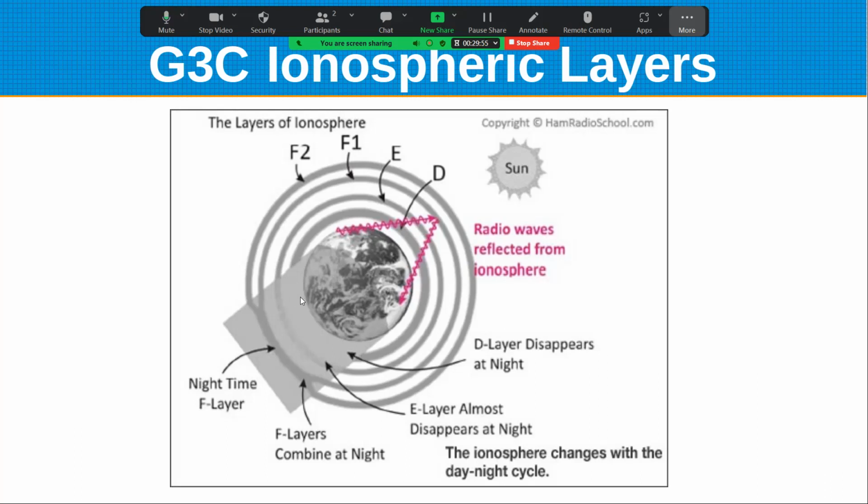Showing the D layer totally, or almost totally disappearing at night, whereas they're absorbing low frequency stuff in the daytime. The E layer gets less at night, so it's not as good at the VHF propagation as it is during the daytime. And the F layers are combining back into a single thinner layer at night.